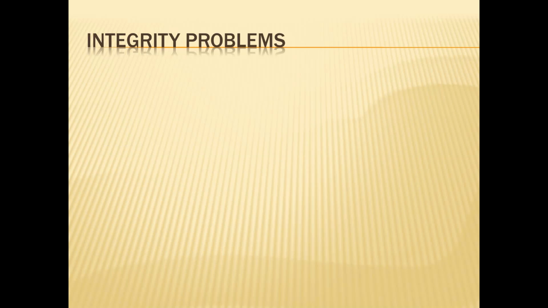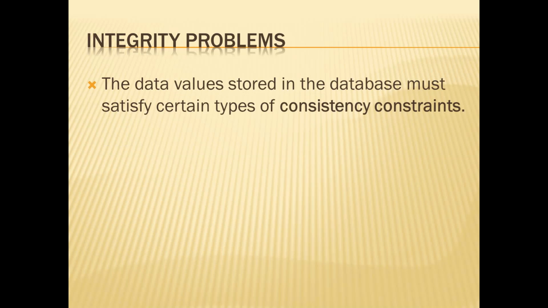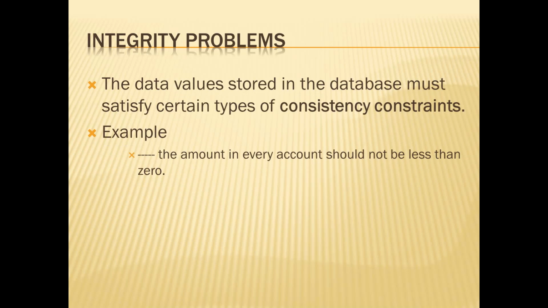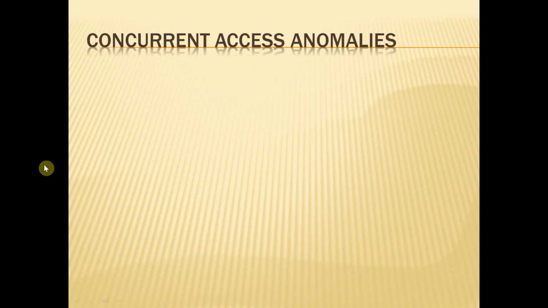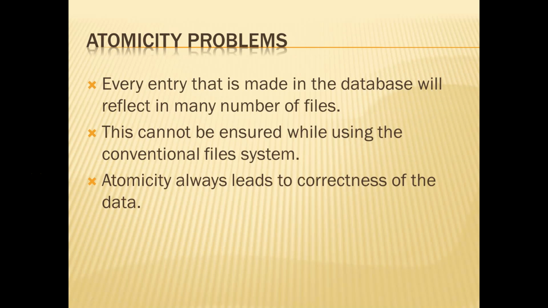Next one is integrity problems. That is, data values that are stored, numerical values stored in a system, must satisfy certain consistency constraints. For example, the amount in every account should not be less than 0. This should be ensured. In a file processing system, it is likely that someone may manipulate all these. So we need to follow these consistency constraints.